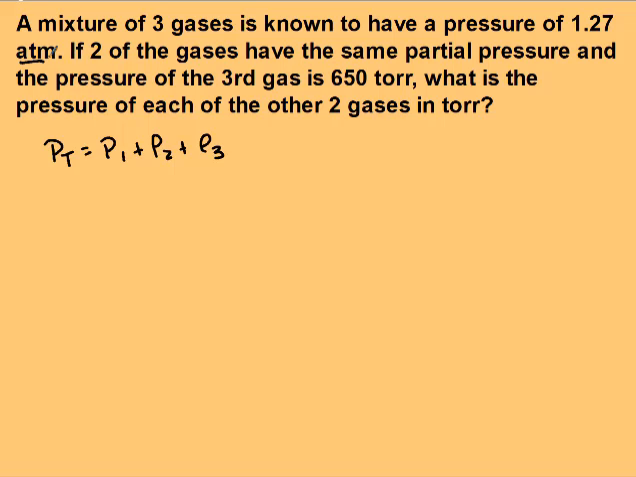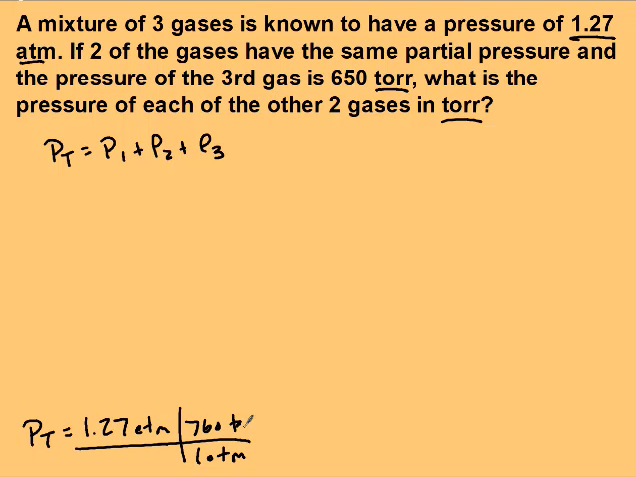They said that your total pressure was 1.27 atm. This one was in torr, and we want our answer in torr. So step 1 is you should have converted 1.27 atm to torr. If you haven't already converted this atm to torr, go ahead and pause the video and do that. So PT, converting that, you had your 1 atm is equal to 760 torr.